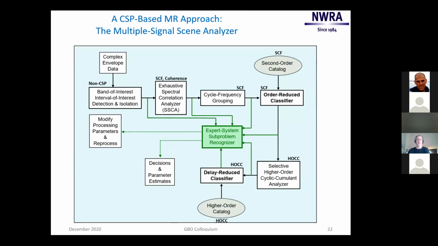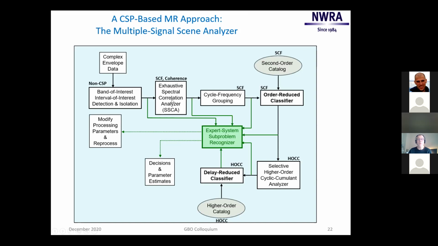And it looks like this. This is what I'm going to apply to the GBO data towards the end of the talk. I come in with some complex envelope data. It's exactly what I have from Ryan. And I try to find the bands of interest using a non-CSP technique. In that case, I want to find all of the energetic non-noise parts of the spectrum. And then I'm going to process those separately. And how do I process those?